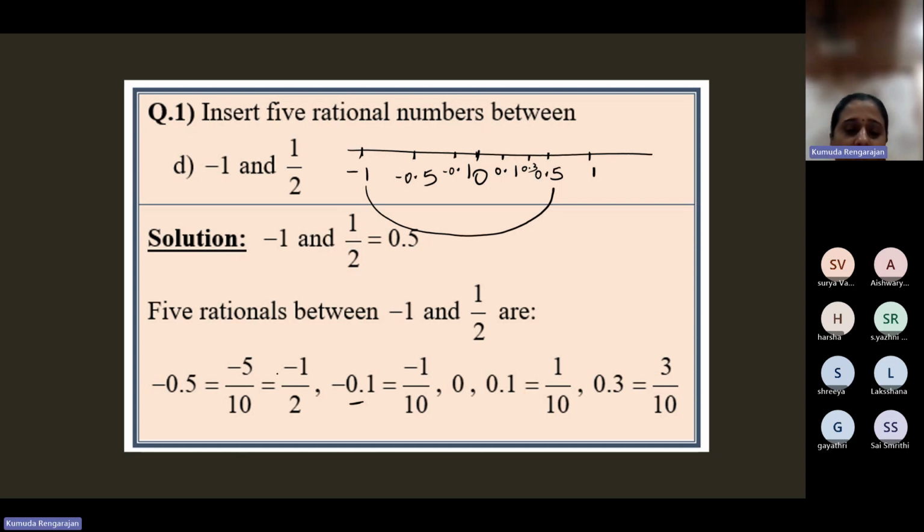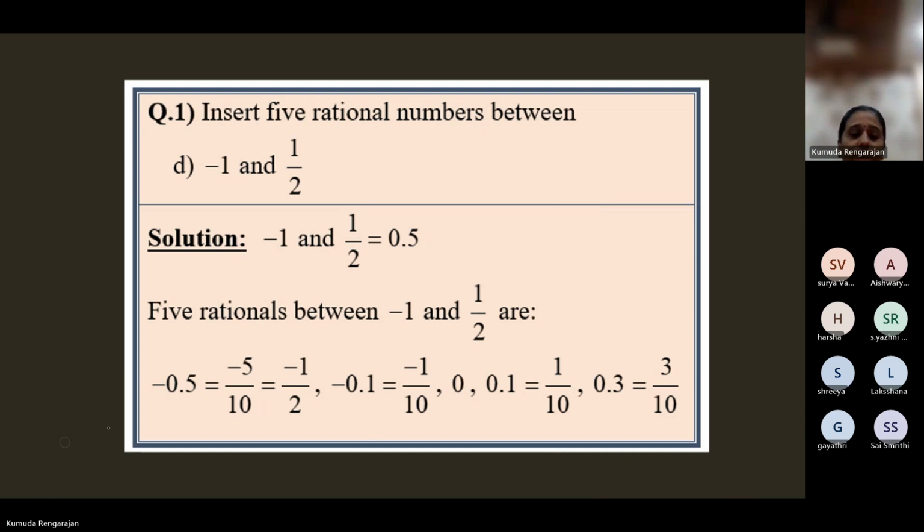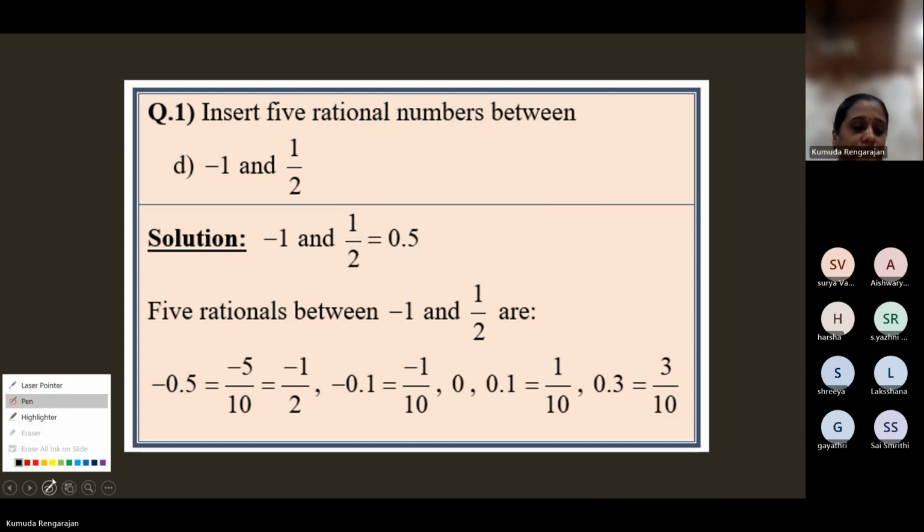And please write them in the P by Q form. So I wrote the decimal number and then minus 5 by 10, which can be reduced to minus 1 by 2. Then this one, which is minus 1 by 10. I've also written 0. I missed reading that. That's also between these two numbers given. 0.1, which is 1 by 10, 0.3, which is 3 by 10.